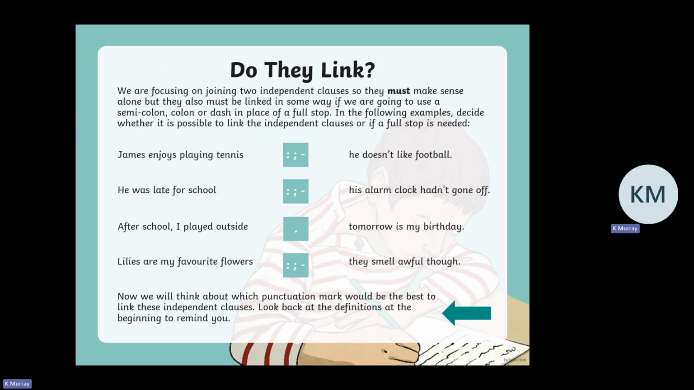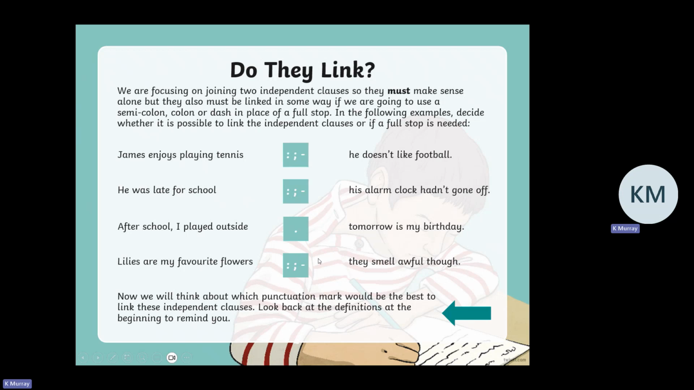He was late for school. His alarm clock hadn't gone off. Right, instead of a full stop where we just have 2 short sentences, we could have had the colon, the semicolon, or the dash. After school, I played outside. Tomorrow is my birthday. Now, they both make sense, but they're not linked, are they? That's why we'd have to have a full stop in that third one. After school, I played outside is one independent thought. Tomorrow is my birthday is a different one. Lilies are my favourite flowers.